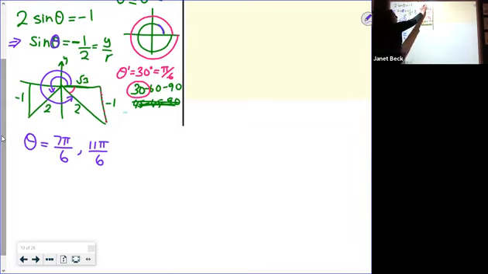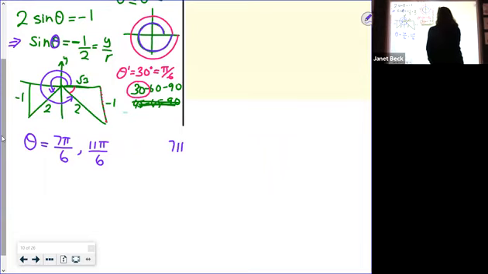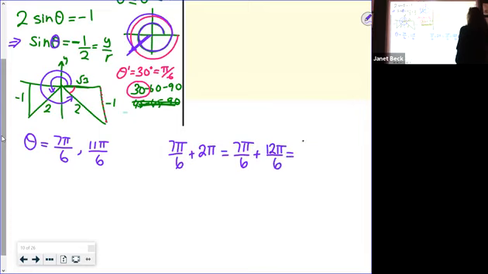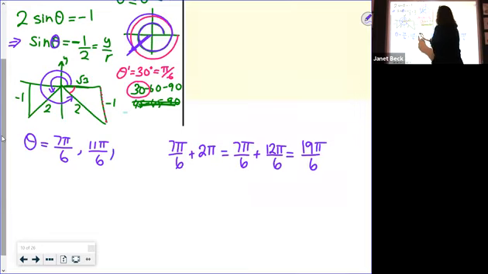Those were going once around the circle. Now we have to add on another rotation to both of those solutions. So we're going to get that 7π/6. We've got 7π/6. We also want this angle here. We're going to add on a full rotation. 7π/6 plus 12π/6, which gives us 19π/6. That's our third solution.